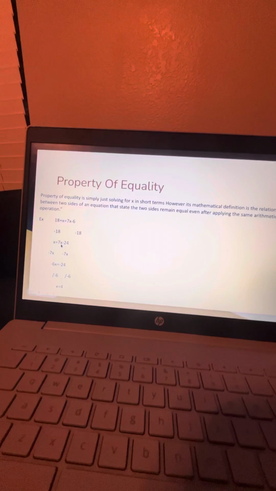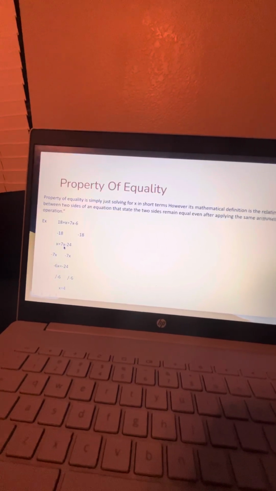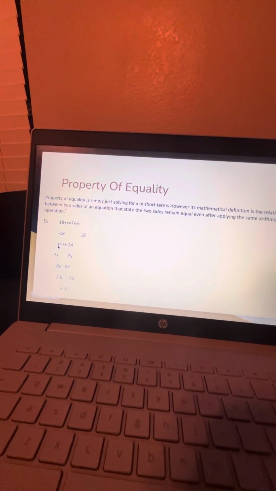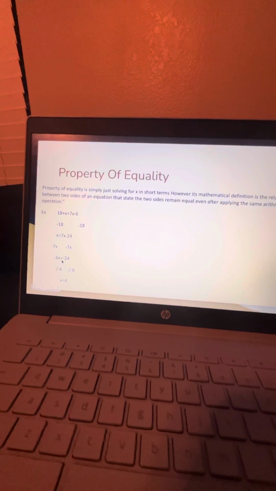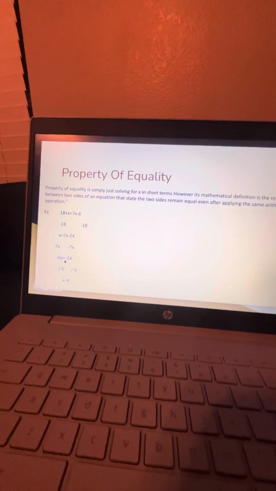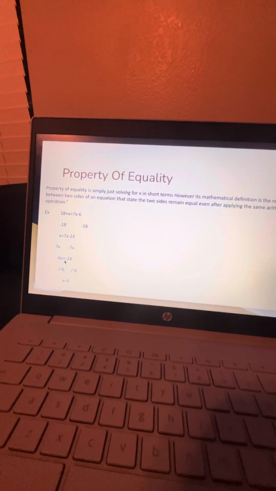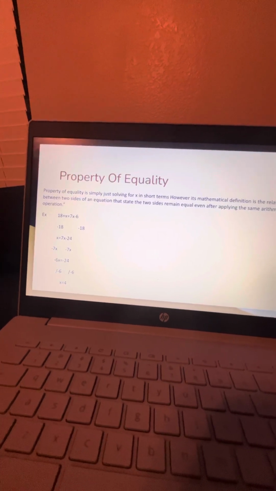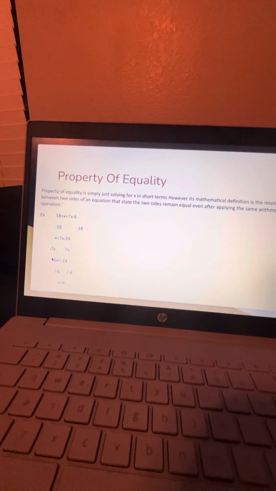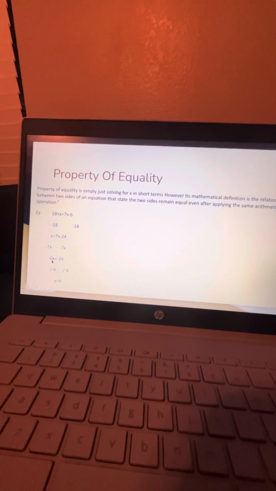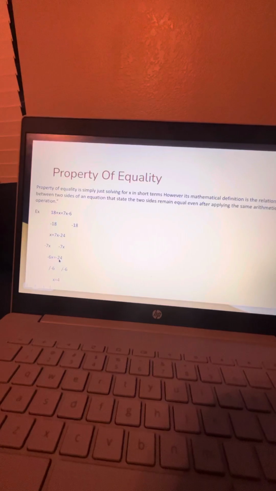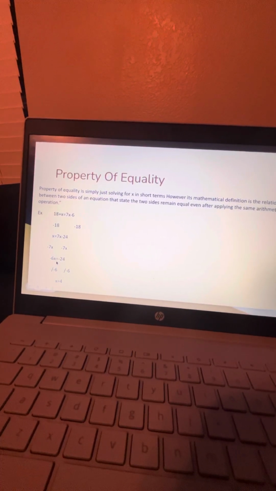Like we did with the 18, we have to get X by itself. So now we want to get X to the left side of the equal sign. We're going to subtract 7X from both sides, and we'll get negative X equals negative 24. And now we have to get X by itself, and to do that, we have to divide. We're going to divide by negative 6. If you do it to one side, you have to do it to the other side. That's correct. Anything you do to one side of an equal sign, you have to do to the other side.